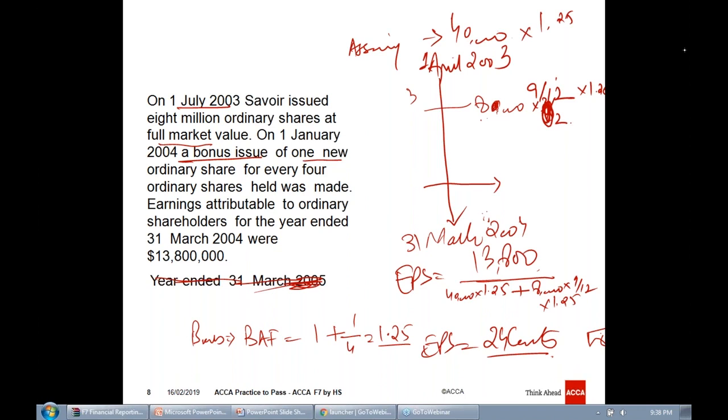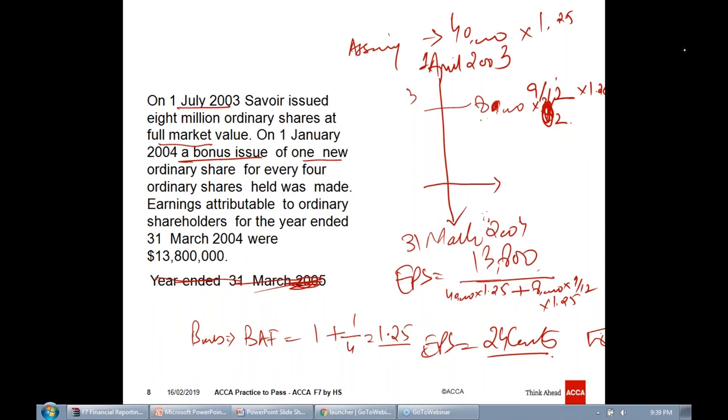Any question? Any question for the bonus or right shares? I'm lost. Can you please repeat the right share? Okay, I will repeat the right shares first, if you have no question on the bonus shares. What does ex-right price, ex-right share value mean? First, please ask the question relating to bonus, then we'll discuss the right shares.